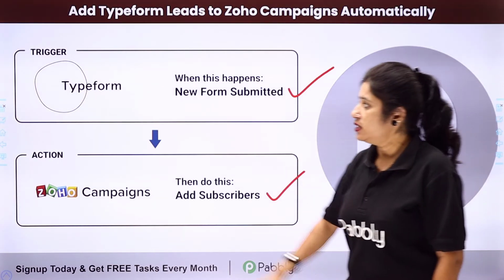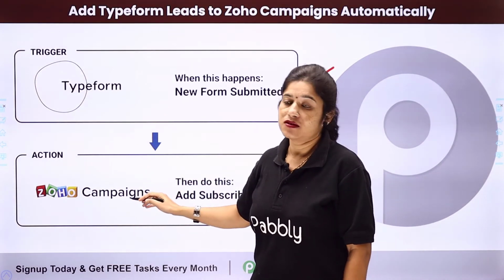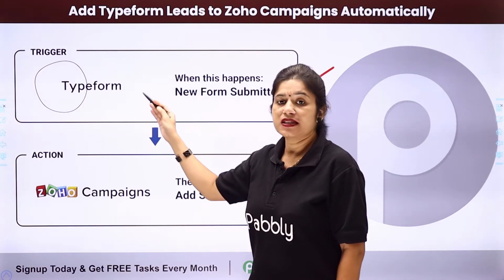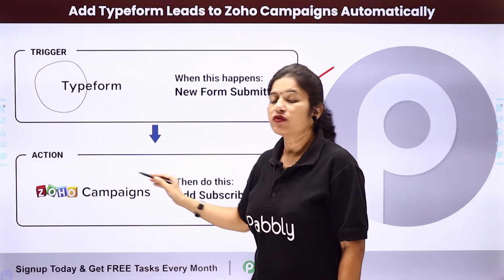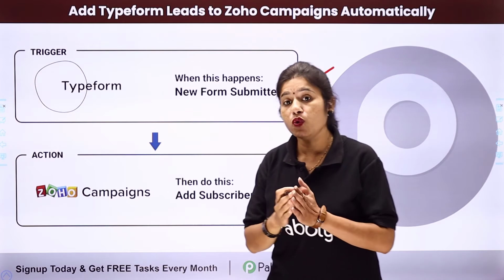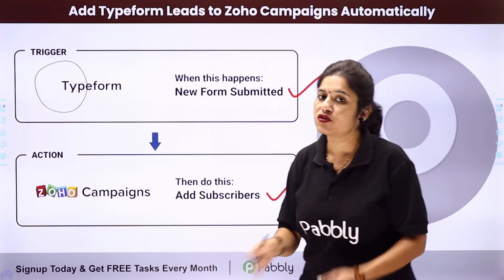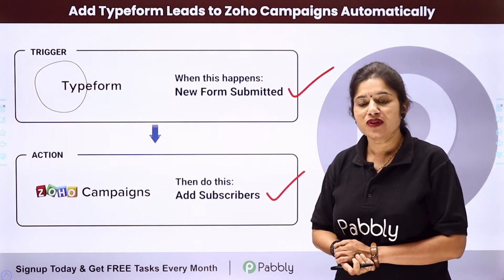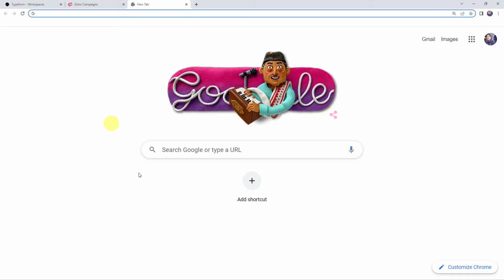For that, you need to integrate your Typeform with Zoho Campaigns. So here your trigger application would be Typeform and your action application would be Zoho Campaigns. So how can you integrate both these software applications using Pabbly Connect? For that, you need to come to my screen. So welcome to my screen.